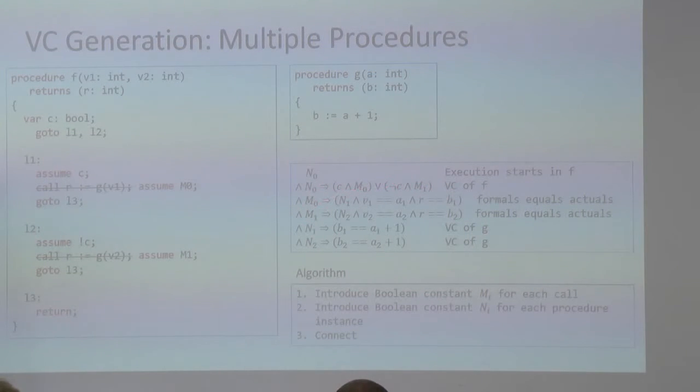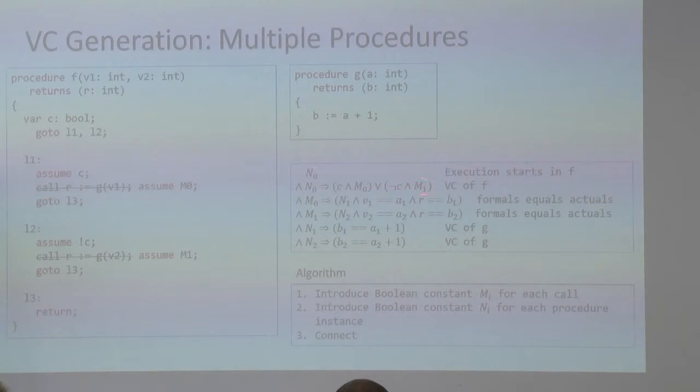Okay? And now when I take M0, I must execute the procedure call. So if M0 is true, then N1 must be true. And I must equate my formals to actuals. The formal here is V1, so I must pass the value of V1 to A. So I have this V1 equals A1 constraint. And whatever this guy returns, which is B, must be equated to R, so R equals B1. And this N1 says if N1 is set to true, then I must take the VC of G. And this is the VC of G.